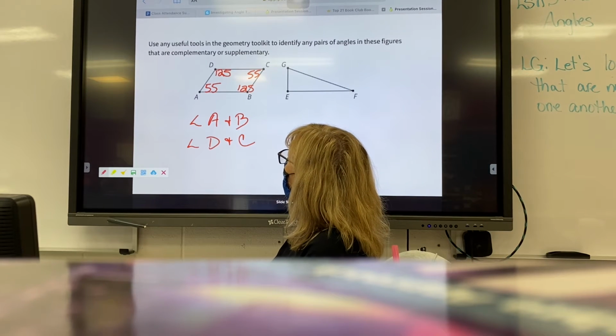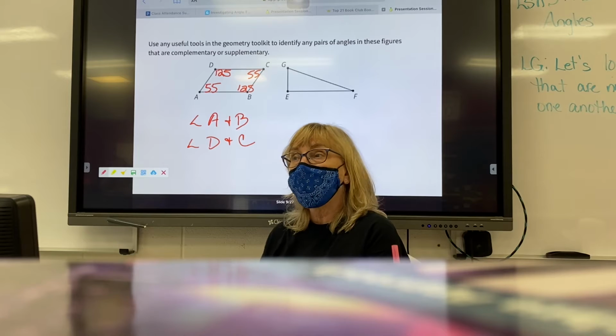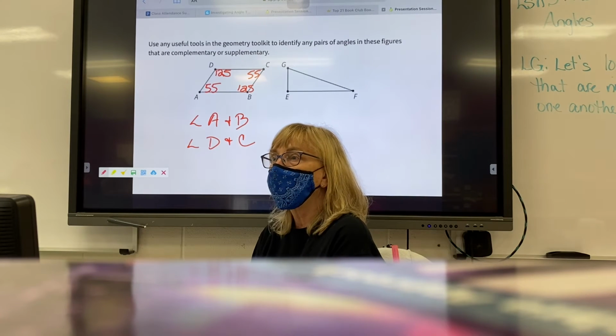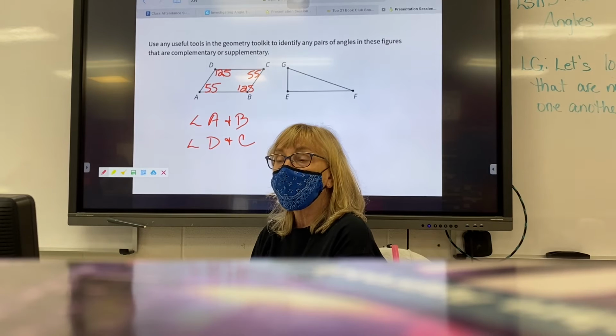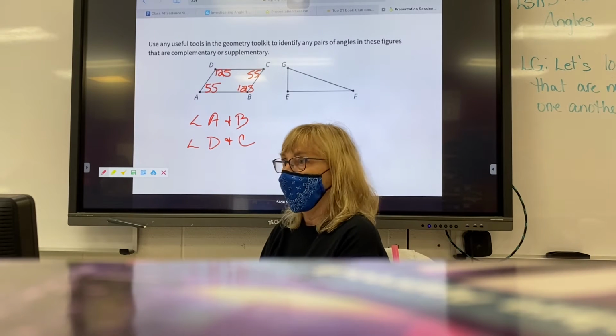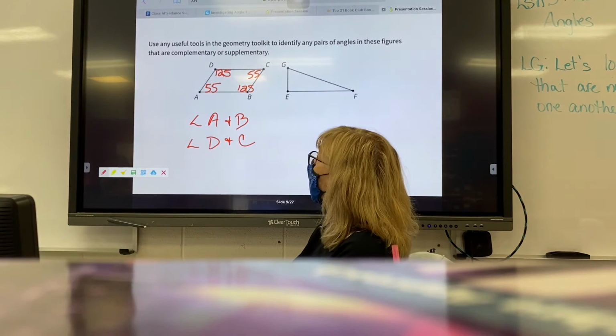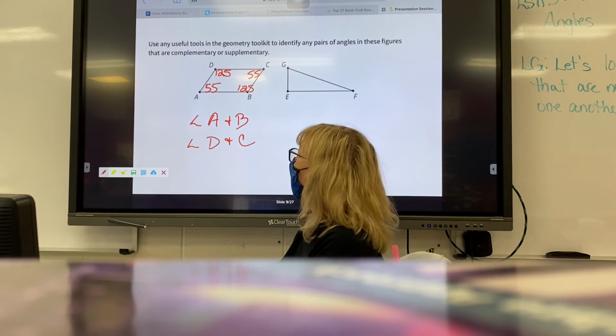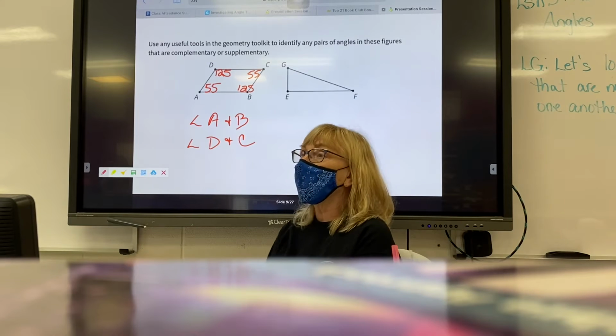Okay, all right, now, are there complementary angles in the quadrilateral? No, okay? Unless we're adding up 3. No, you can't even do that with 3. Okay? All right, so we're going to look for the triangle.